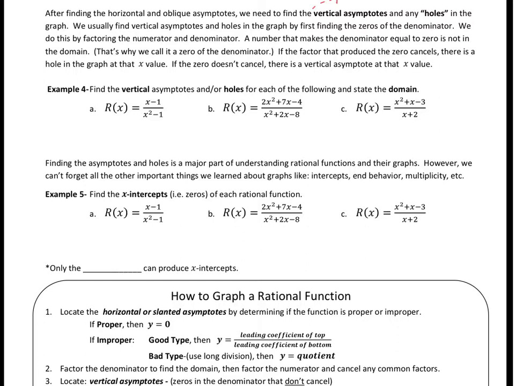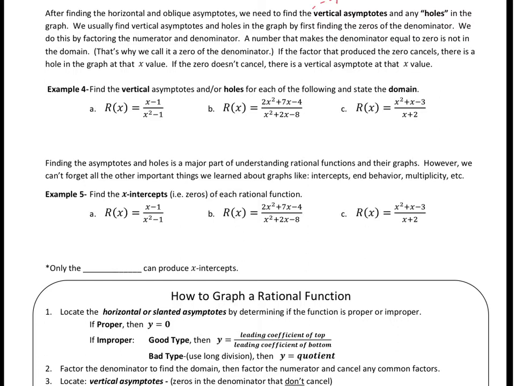So now you can do this by, oh, I need to mention holes as well. Forgot about that. Now, there are holes in our graph where we have the same factor top and bottom.